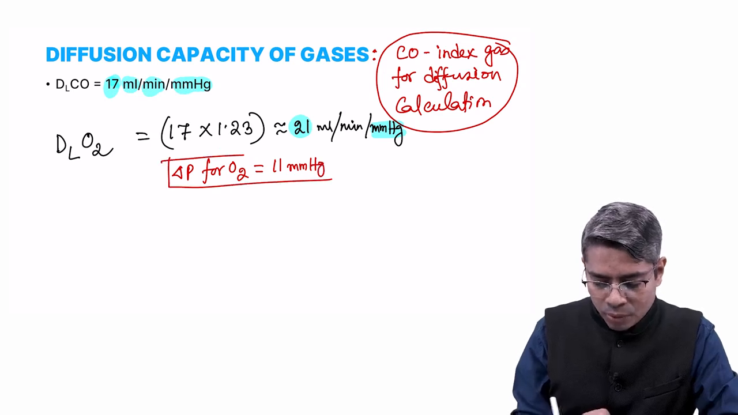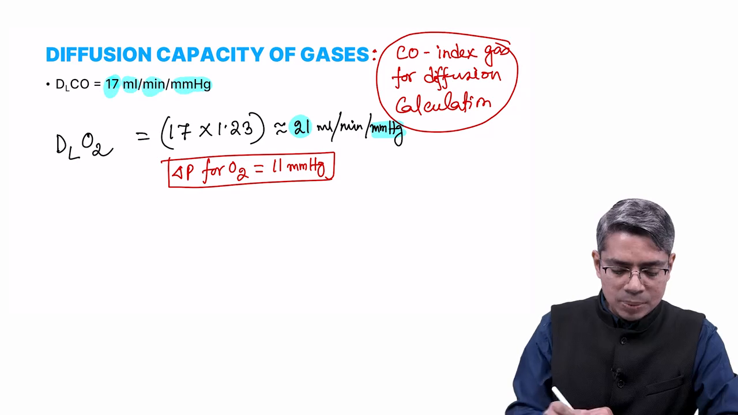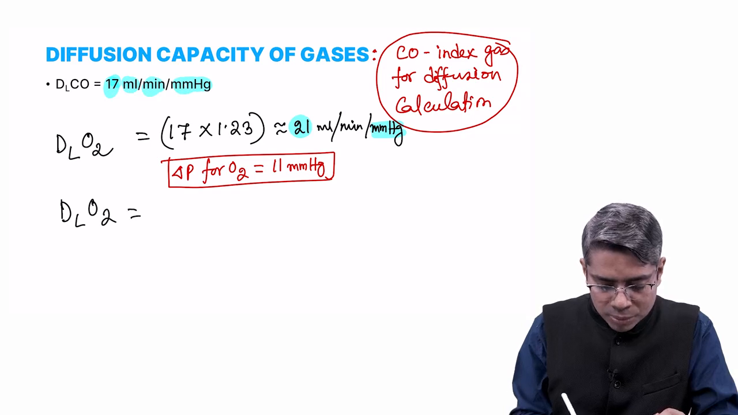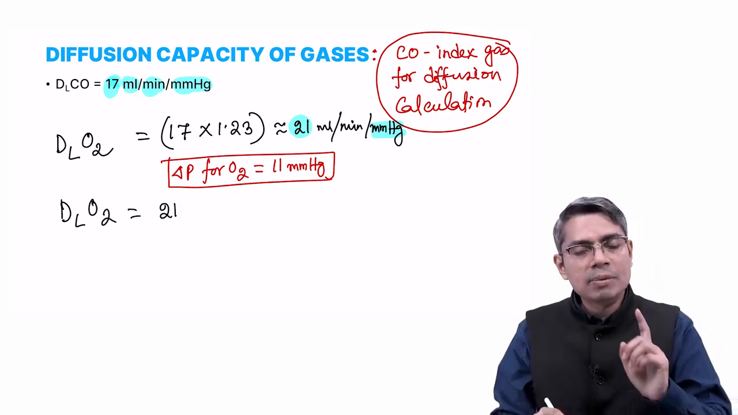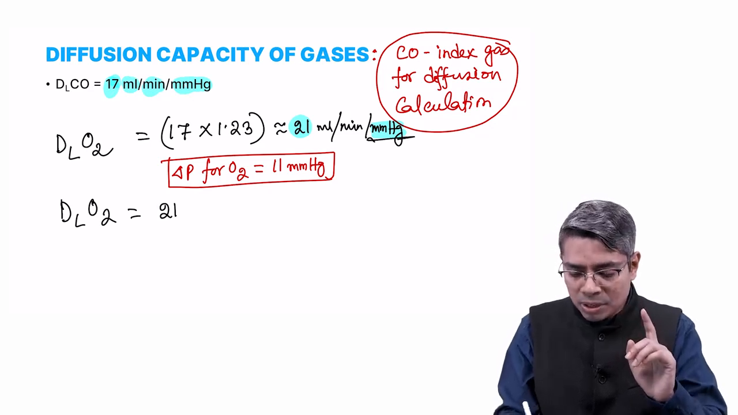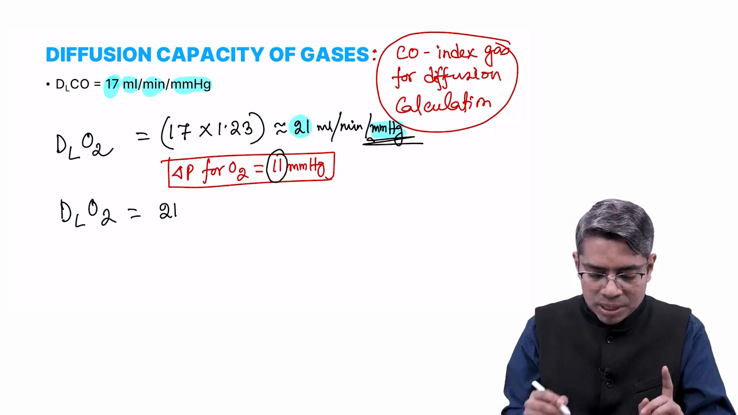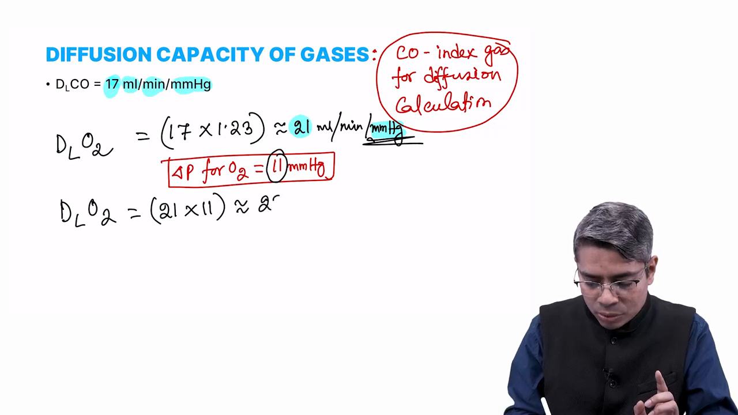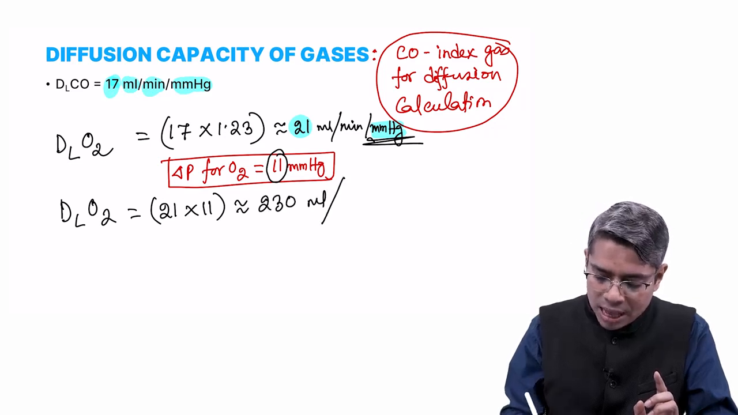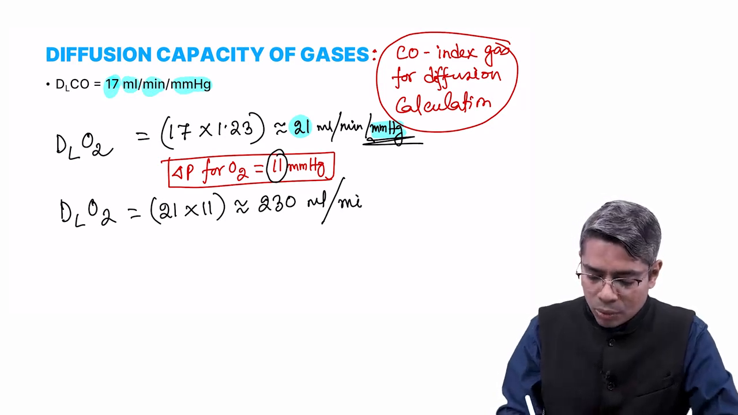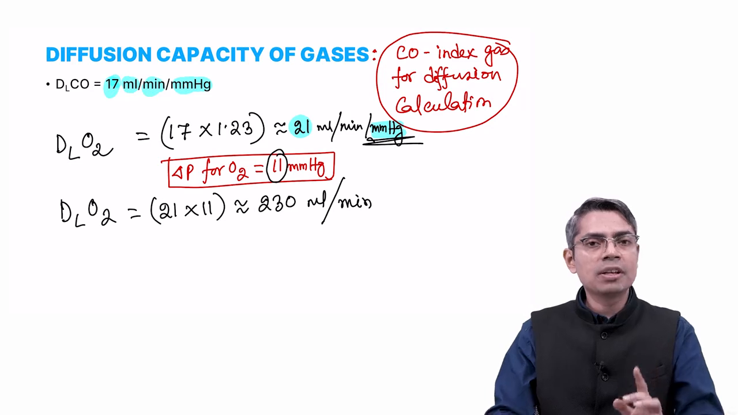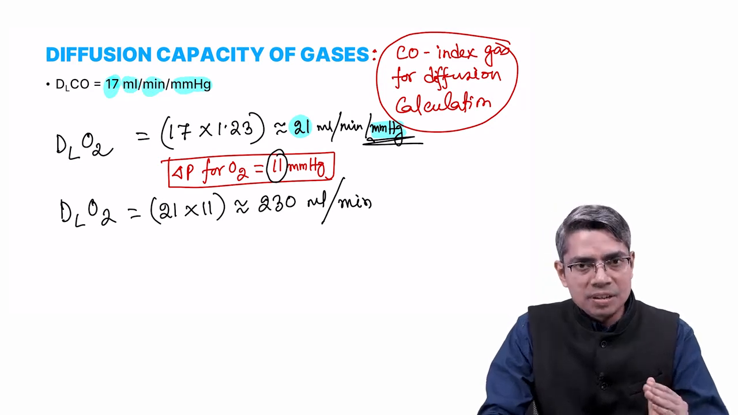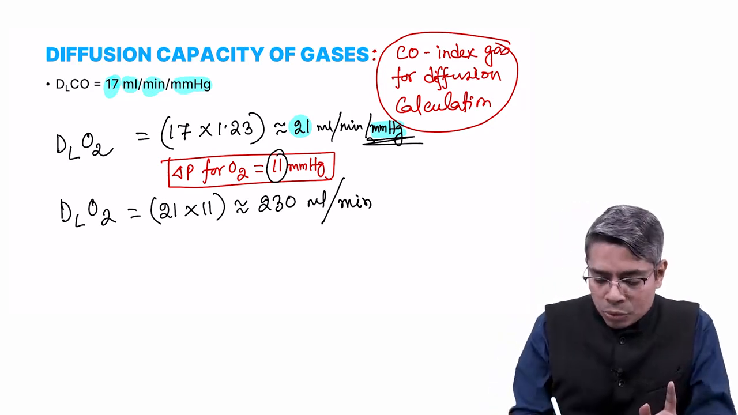So, if I ask you what is the total amount of oxygen diffusion in 1 minute in the lung? DLO2 will be this 21 ml if the partial pressure difference is only 1 millimeter of mercury, but actually the partial pressure difference is 11 millimeter of mercury. So, if I multiply this with 11, it will be approximately 230 ml. This is the amount of oxygen transport in 1 minute through the lung. Getting my point? Through the whole lung, both lungs, the total amount of oxygen that is diffused in 1 minute is 230 ml.